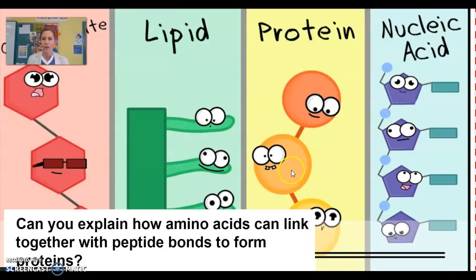So, can you explain how amino acids can link together with peptide bonds to form proteins, and what are those proteins and what do they look like?